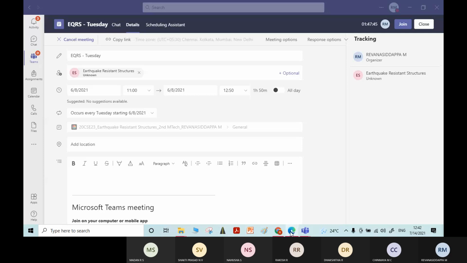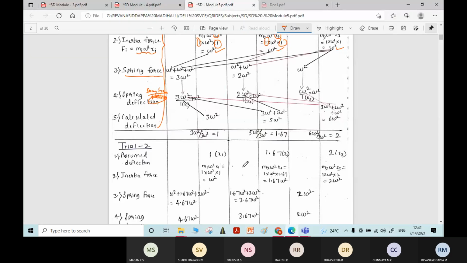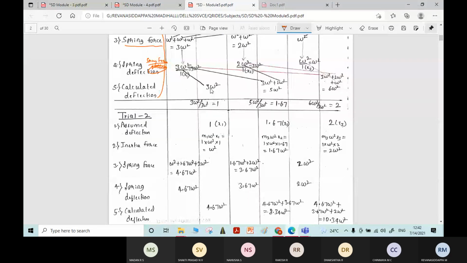Understood, students? The resultant deflection is calculated in this way. After getting the deflection corresponding to mass 1, 3 omega square, for all the deflections we need to divide by the same deflection: 3 omega square by 3 omega square, 5 omega square by 3 omega square, 6 by 3. Finally, you will get the calculated deflection as 1, 1.67 and 2.